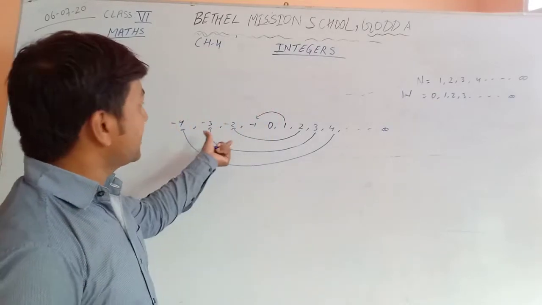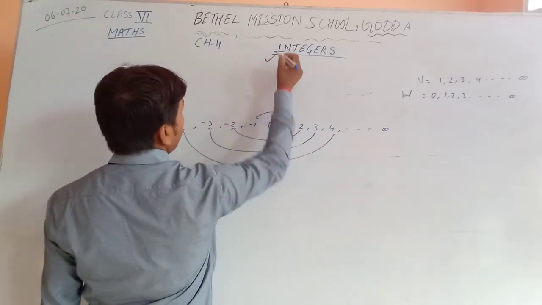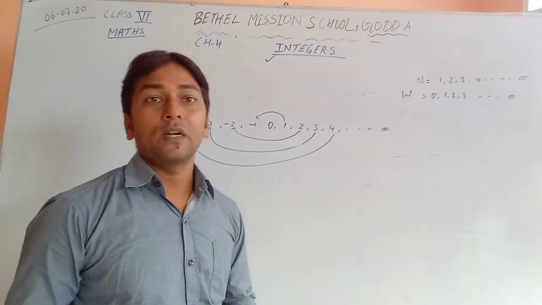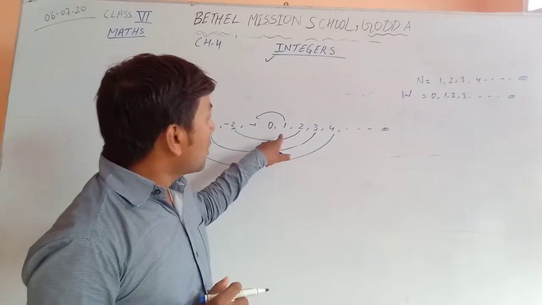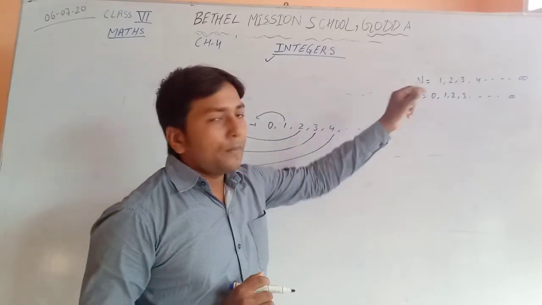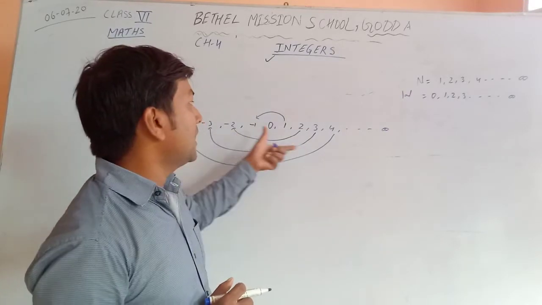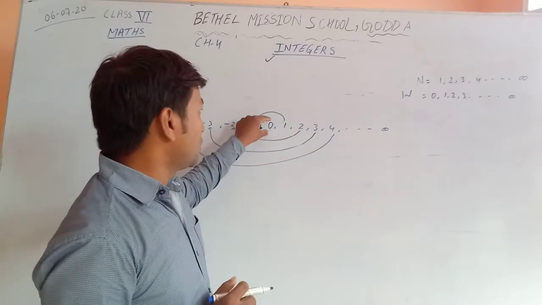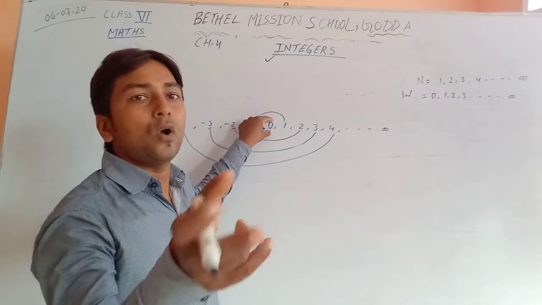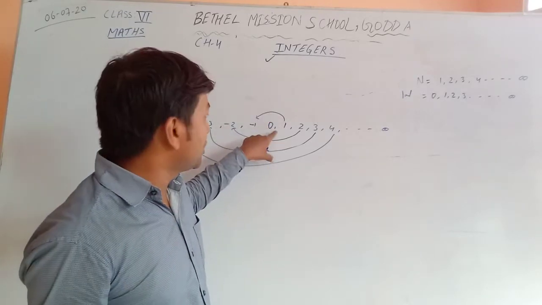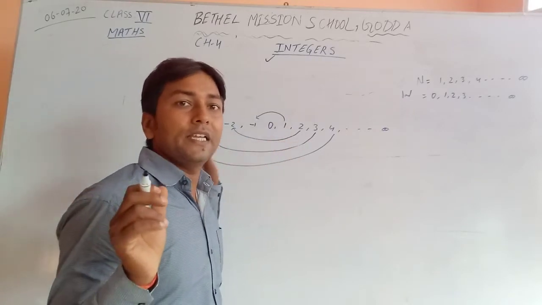So now these new numbers included with the whole numbers are said to be integers. What is the name? Integers. Integers are the positive numbers of the natural numbers and the negative numbers of the natural numbers, with 0. 0 is an integer which is neither positive nor negative.